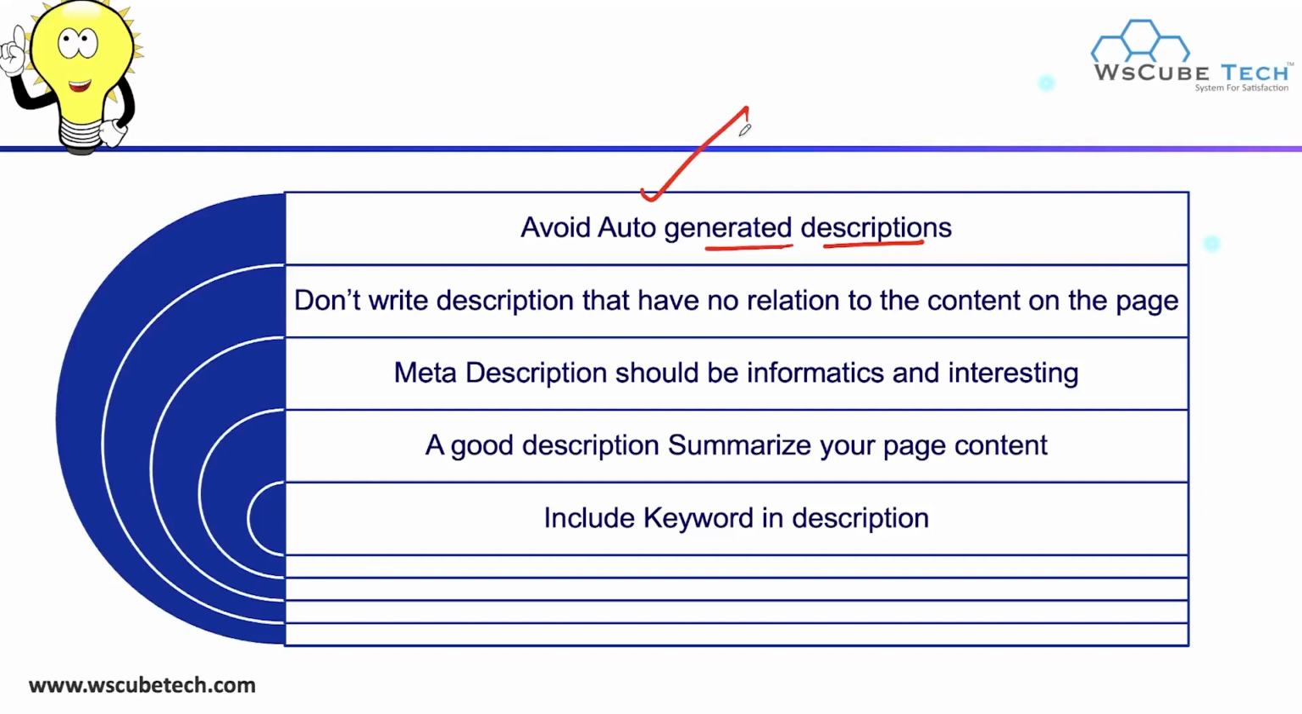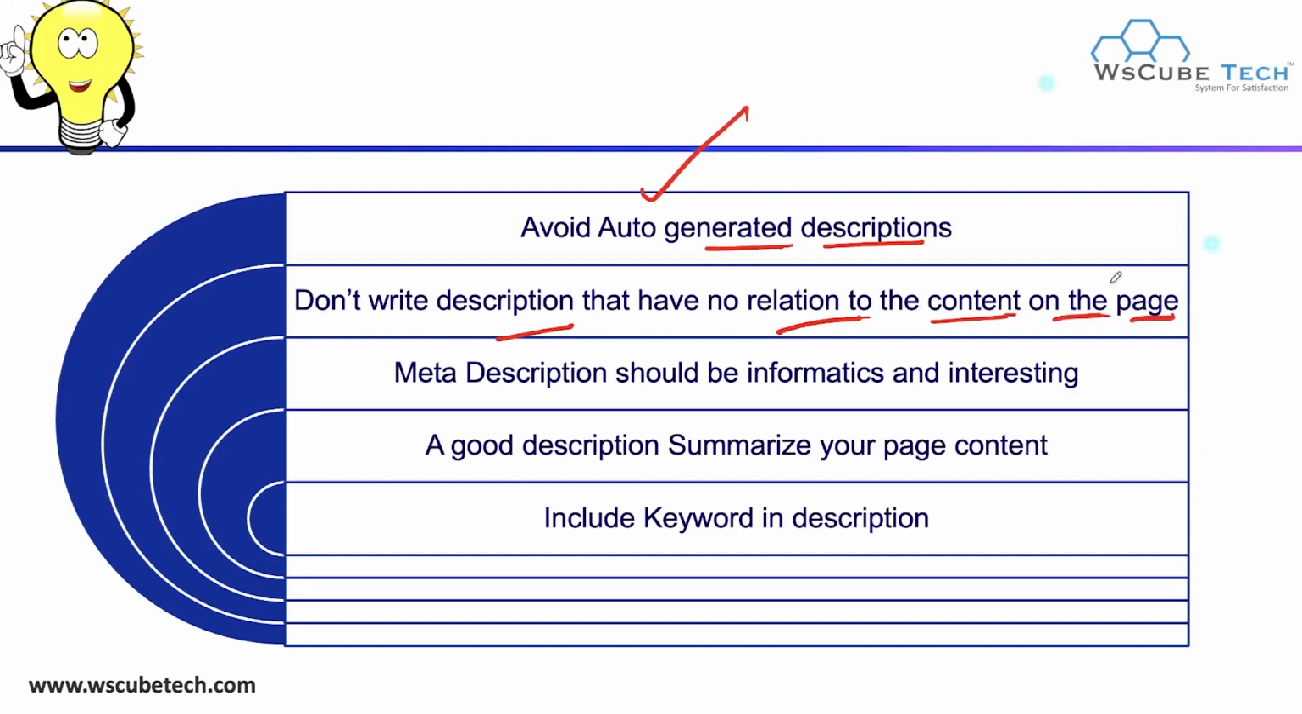This is your auto-generated description. But this is a bad practice because this is not the complete description of your web page. In that case, you have to generate your own meta description to avoid the auto-generated description. Don't write a description that has no relation to the content of the page.